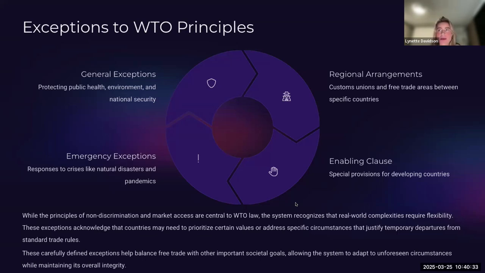Now we also have the enabling clause, and the enabling clause is really important. This is especially created for developing countries because they sometimes need a bit more support to help them to be able to trade on the same type of level. So developing countries could be subject to the enabling clause. As we can see here, we do have rules. We have some principles for the World Trade Organization to prevent discrimination and to help create better market access.